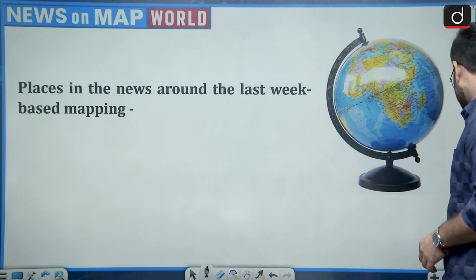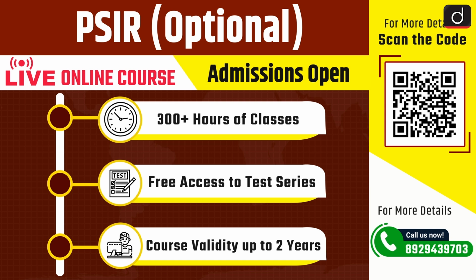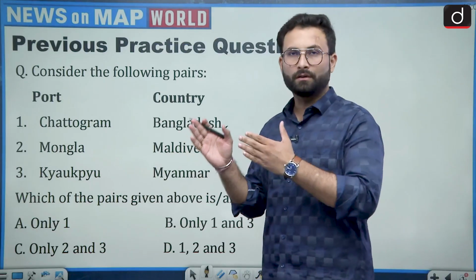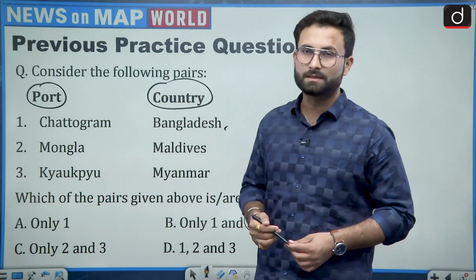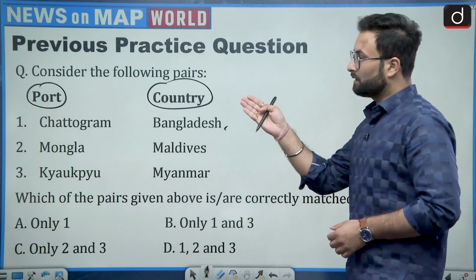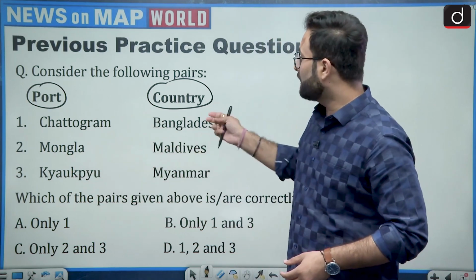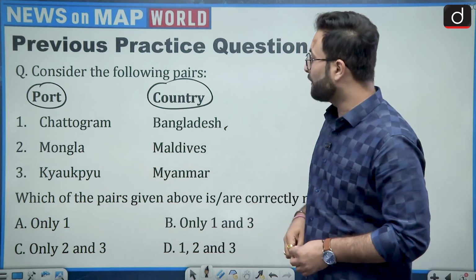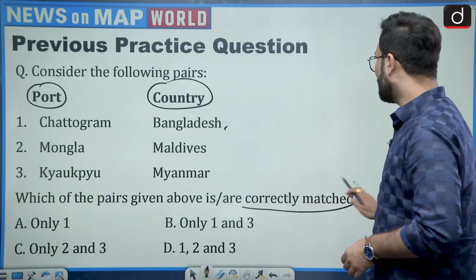So let's start with the practice question which was given to you in the previous lecture. The question was, consider the following pairs. On one side you will have these ports and on the other side you will have the corresponding countries. Now Shaksgam, Mongla and 𝐏𝐤, these are the ports given, and in front of that you have Bangladesh, Maldives and Myanmar. You have to choose which of the following are correctly matched.